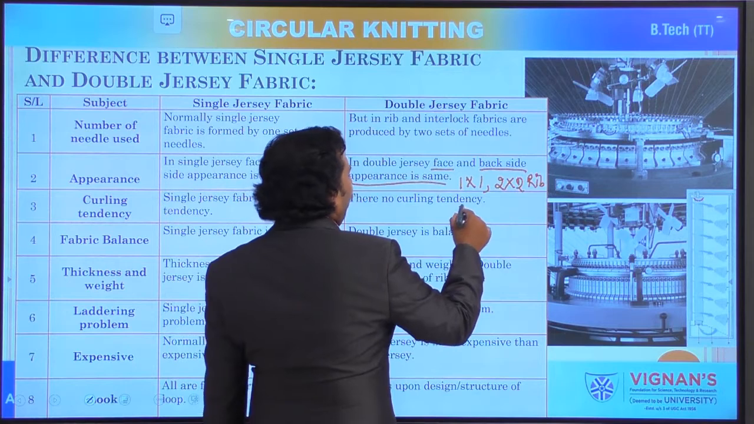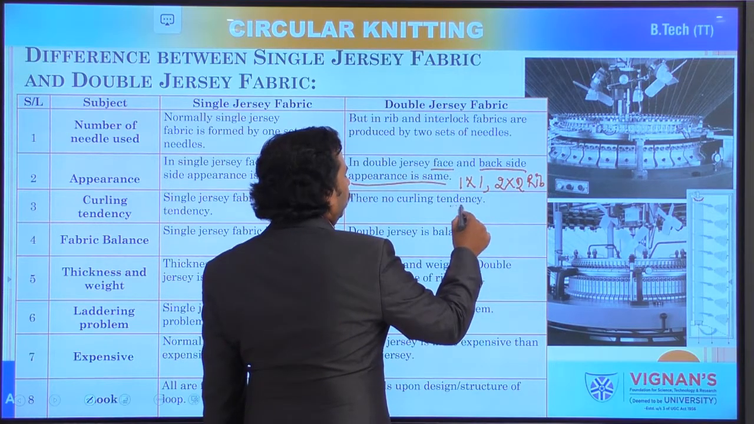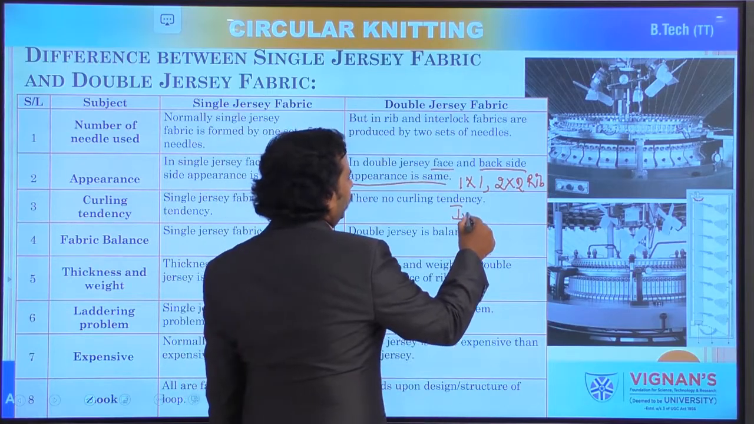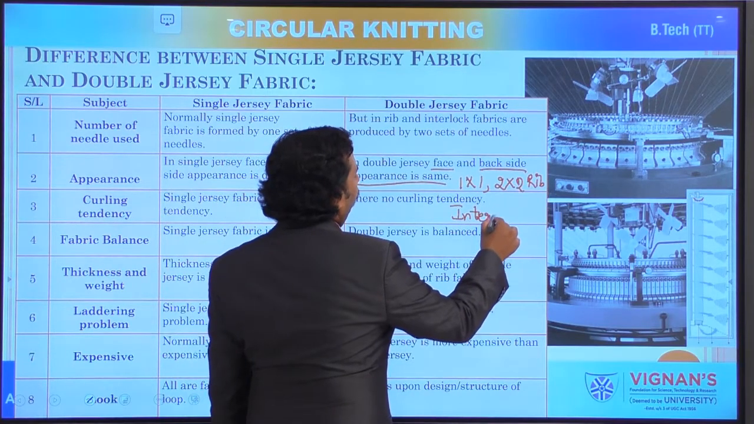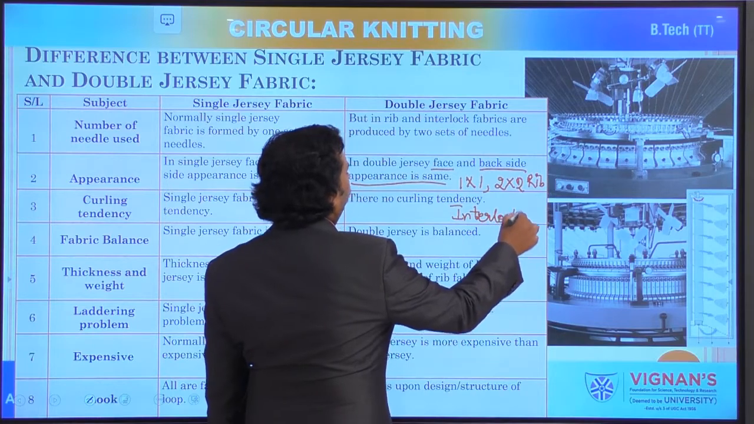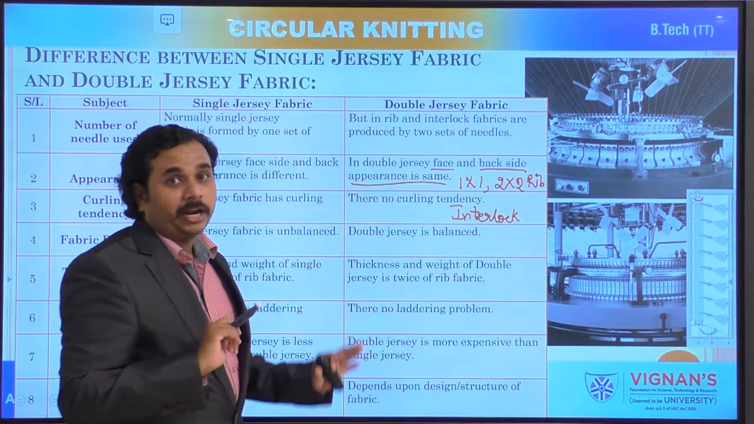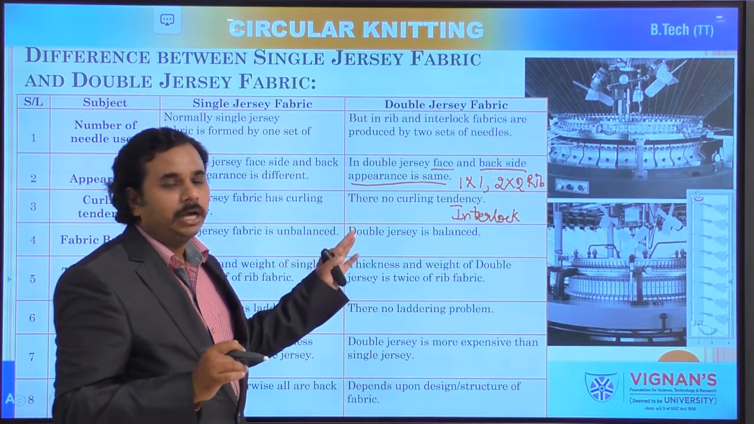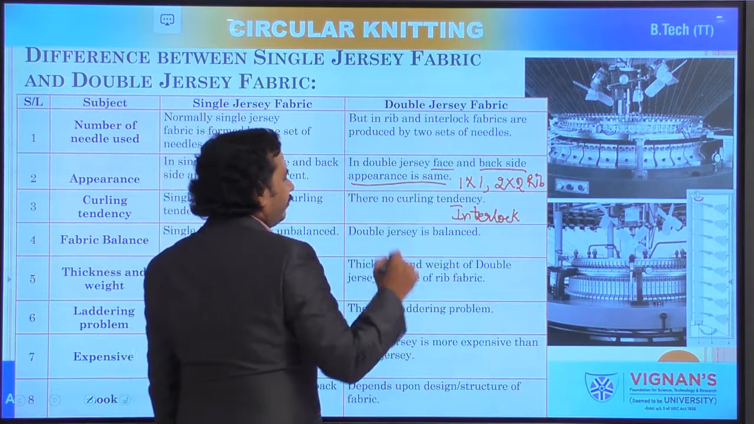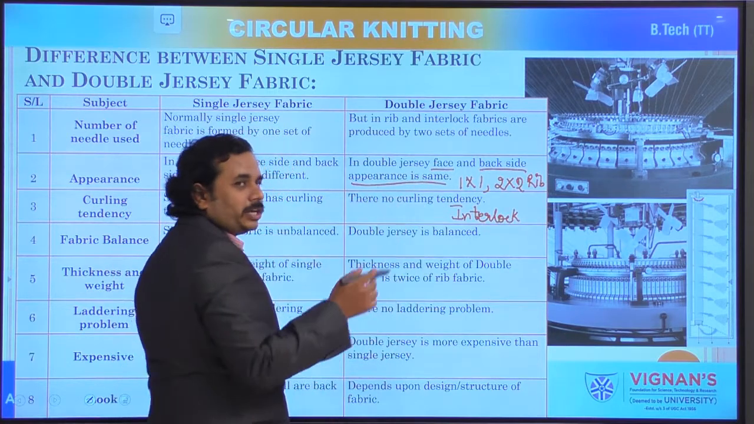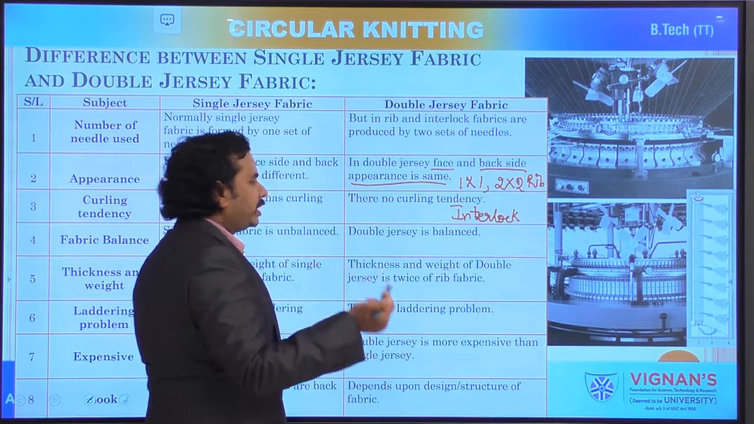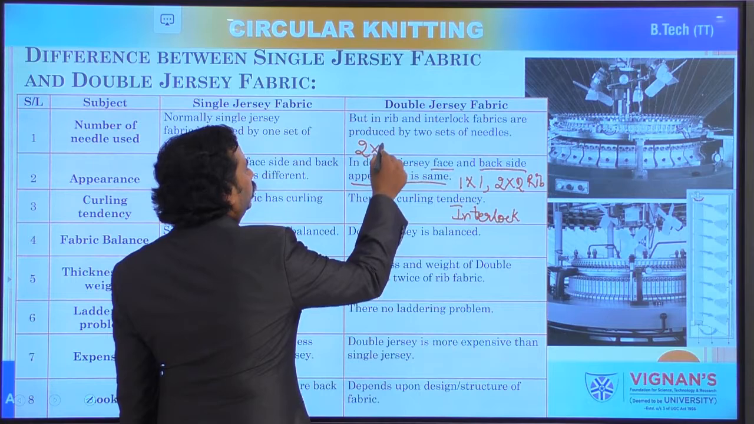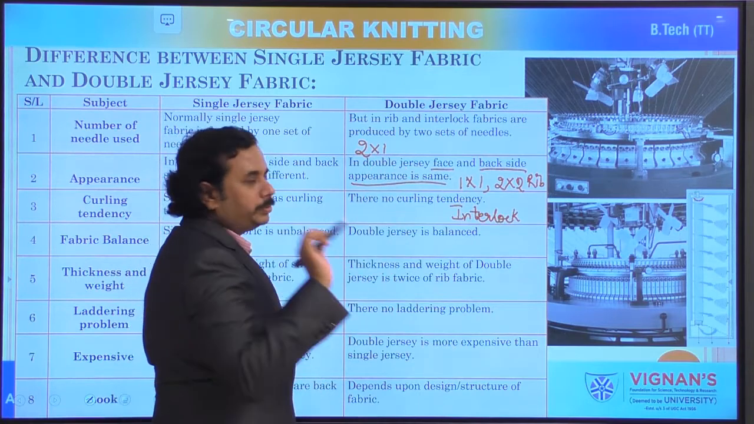And if we have an interlock, that is completely interlock gating, in that case the fabric will appear the same on both sides. For example, when will the face side and back side be different? It will be different if, for example, I am giving the rib structure, the rib structure which is having 2 into 1 rib, so unequal ribs.